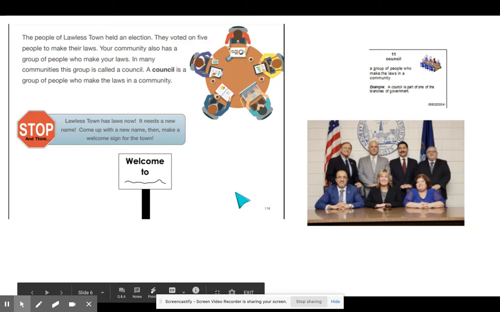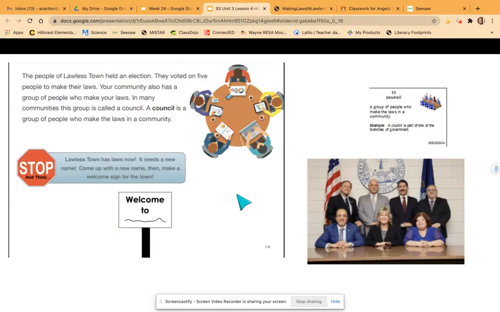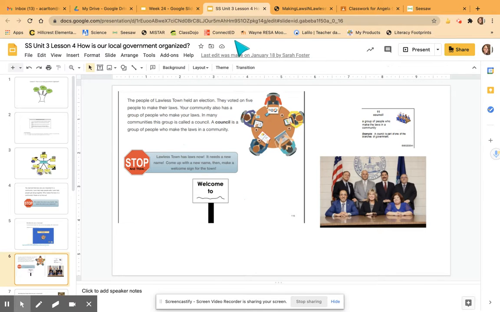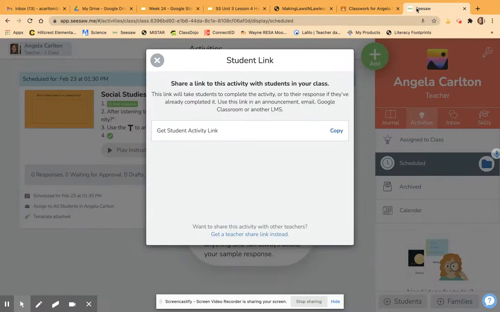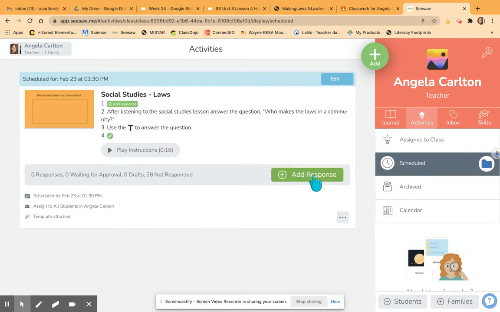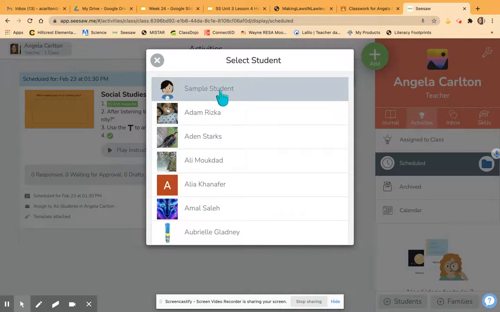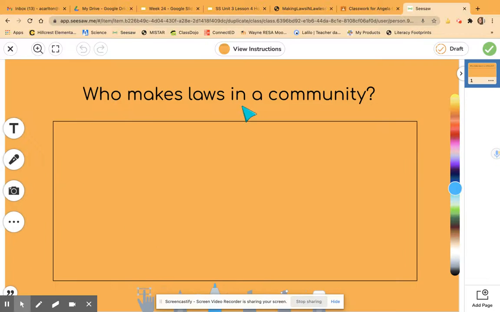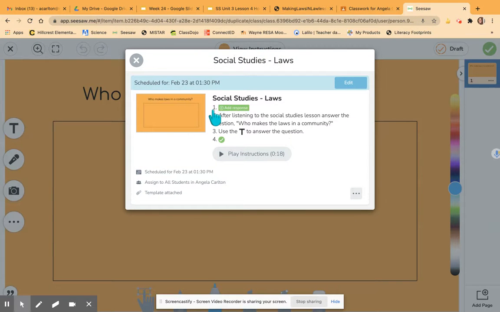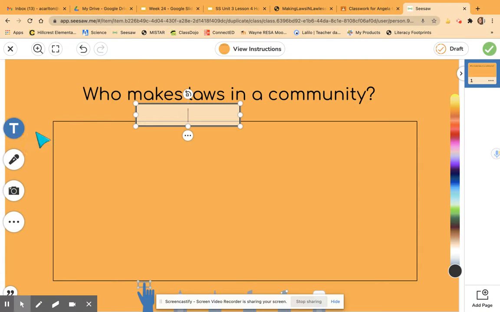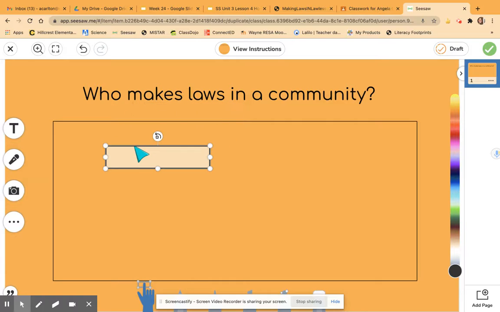All right. Your job now is to go into your Google Classroom, and you're going to go to your Seesaw assignment. Your Seesaw assignment looks like this. The instructions say add response. After listening to the social studies lesson, answer the question, who makes the laws in a community? You're going to use the label tool or the T to type out your response.